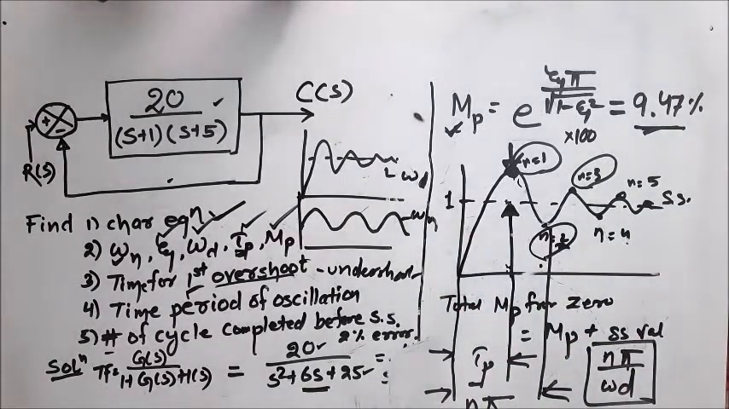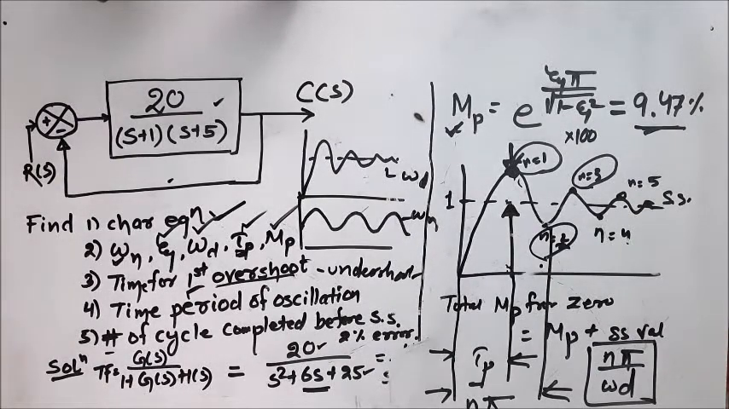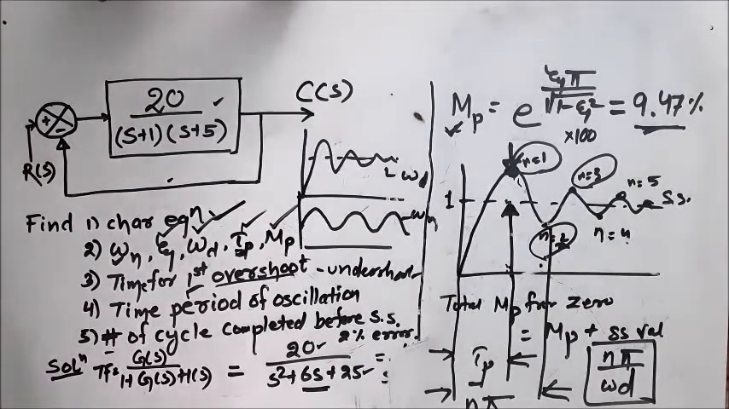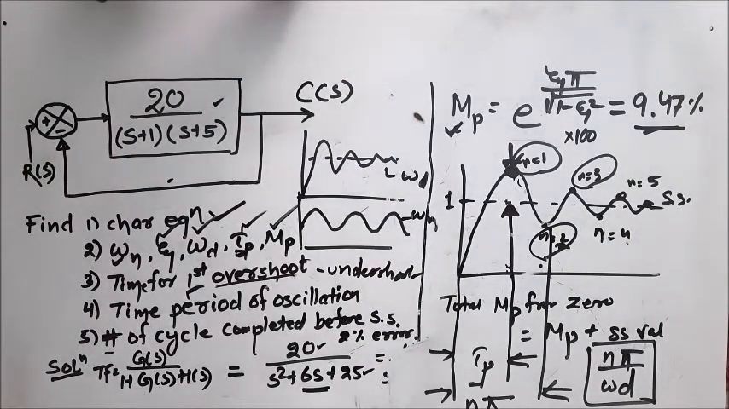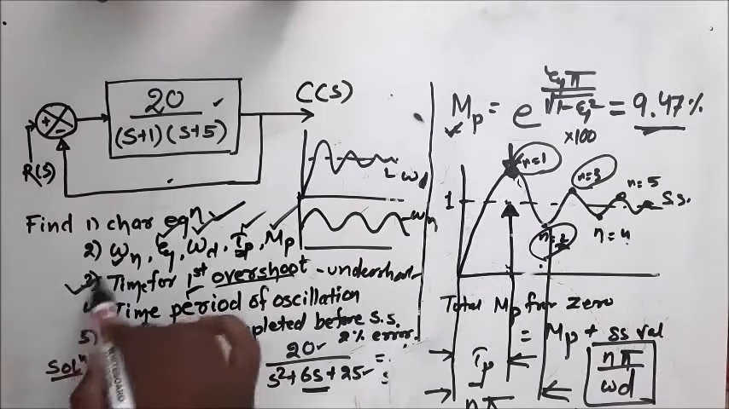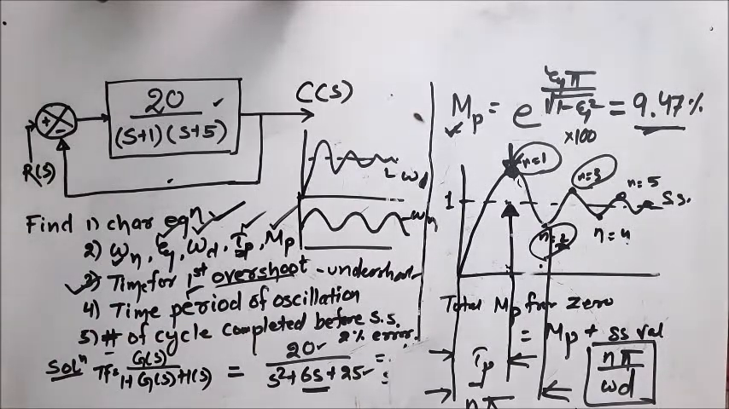Clear? So if you replace n by 2, pi by 3.141, and omega d as 4 radian per second, the time for first undershoot will be 1.57 second. So this is the third question.